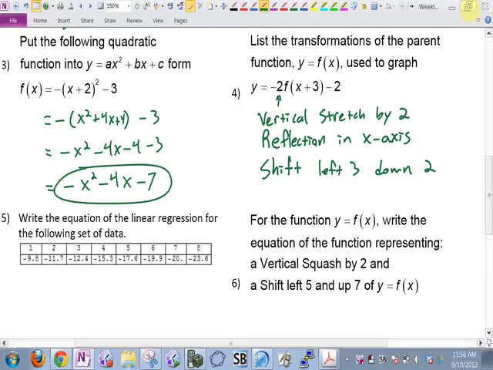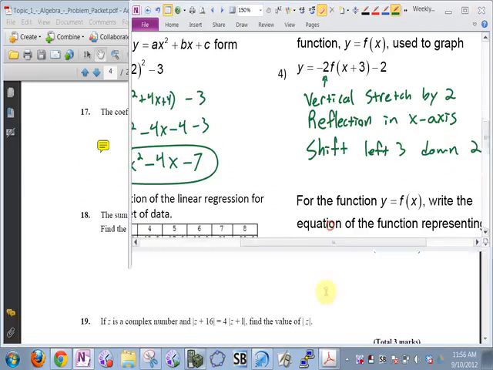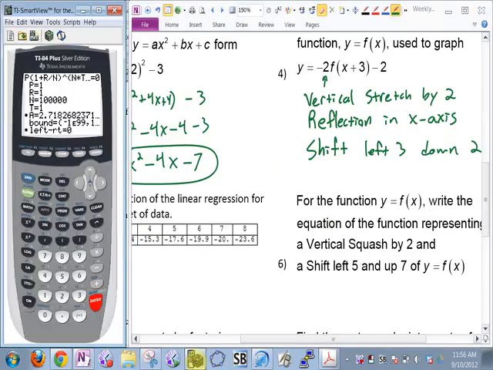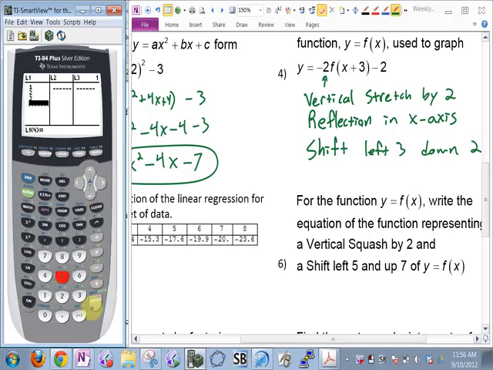Number 5, yeah, I guess we'll fly through this real quick. Okay, so we are going to go stat, edit, clear these lists out, and just start typing away. What was it? 1, 2, 3, 4, 5, 6, 7, 8.